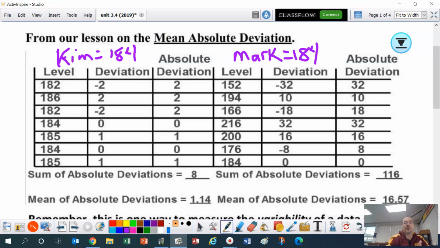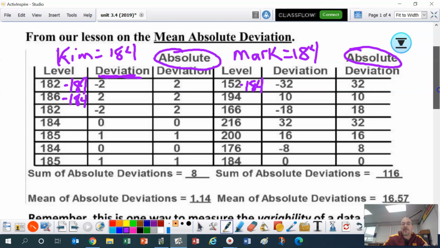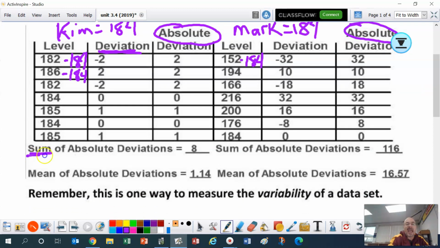Okay, and then we subtracted the mean from each reading, and we found what's called the deviation. That's how far away the number is from the mean. And then we found the absolute deviation, and we wrote those numbers down. Remember, absolute deviations are the positive values. And then we added them up.